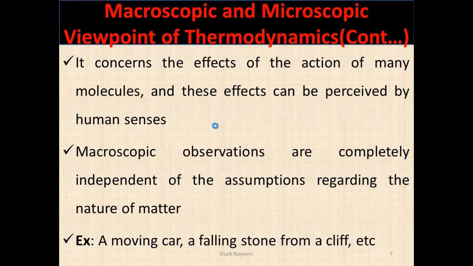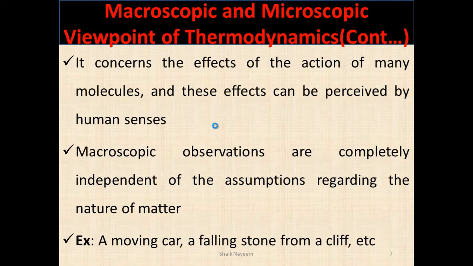Some examples of macroscopic thermodynamics are a moving car and a stone falling from a cliff. When you talk about a moving car striking a wall or an obstruction, we will not talk about what is happening in the crystal structure of the car body. Here we talk about how much deformation happened on the car body. That is the macroscopic level, not the microscopic level.